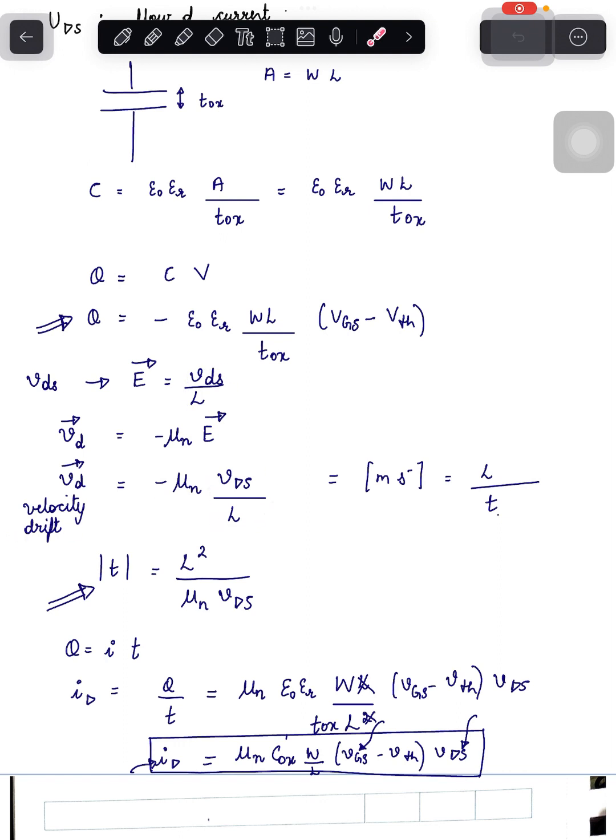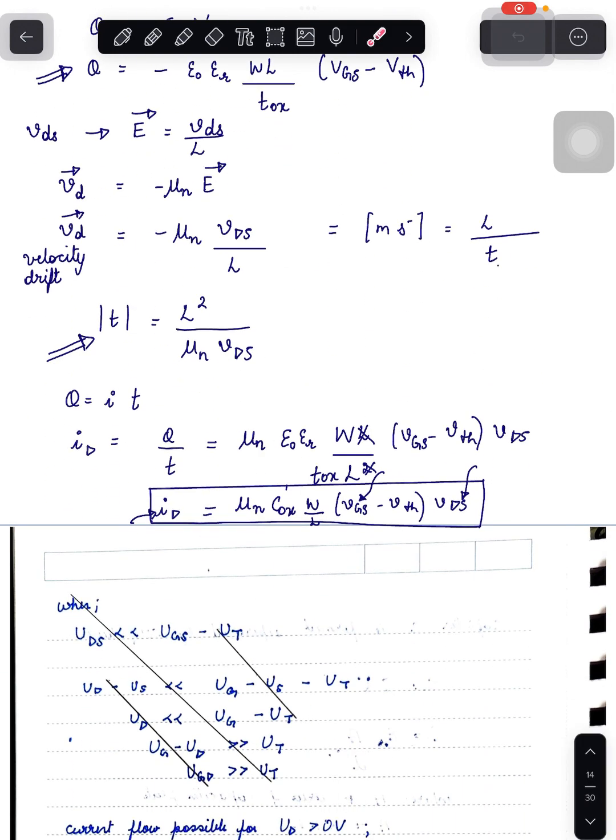We know the unit of drift velocity is meter per second. So we can write drift velocity also as the length of the channel divided by the time taken by the electrons to move across the channel. Therefore, the time t can be calculated from this equation as t equals L square divided by mobility times VDS. So we have t, we have Q charges. We can write the equation for drain current ID, that is nothing but Q by t. Take the equation of Q, take the equation of t, divide each other, and we get drain current ID.